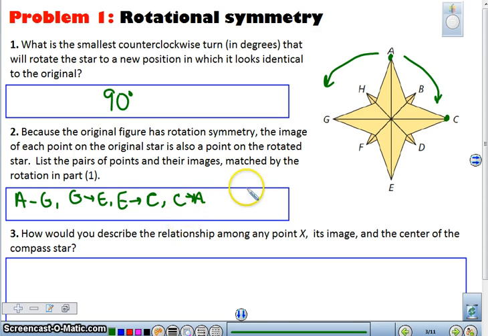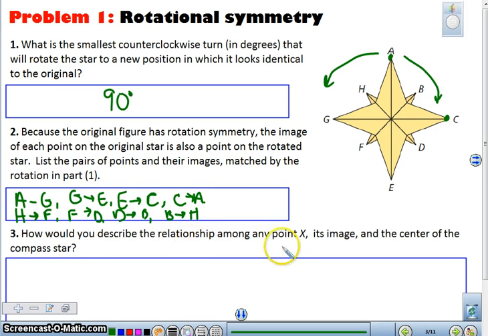The next thing we have is, if we are thinking about our points starting here, H is going to match to F. And some of you might be wondering, why am I going counterclockwise? Counterclockwise is a positive number of degrees. F goes to D. D will go to B. And B will go to H.